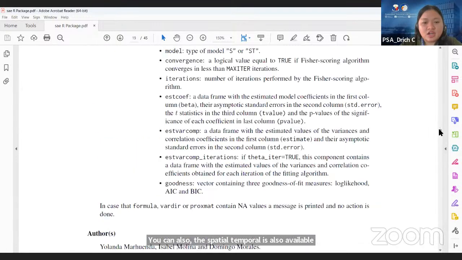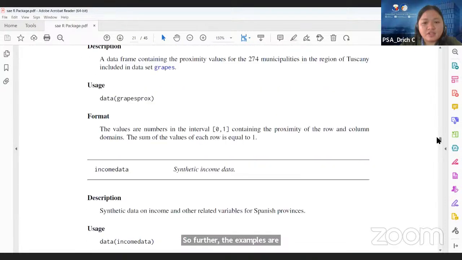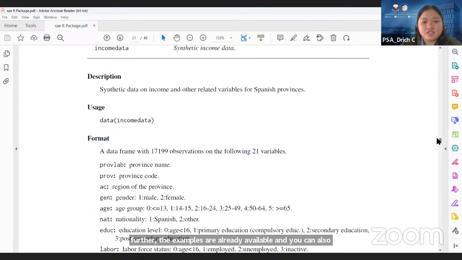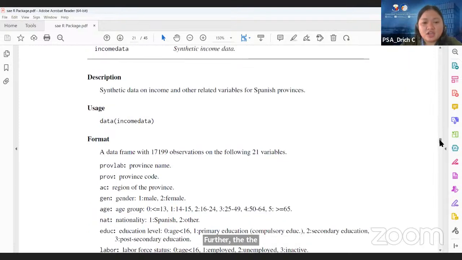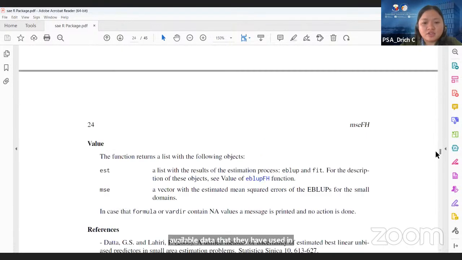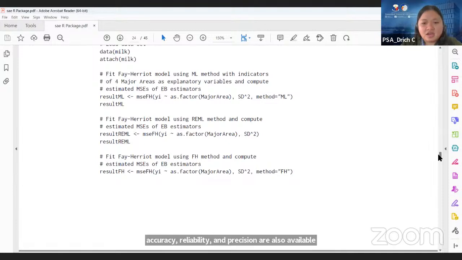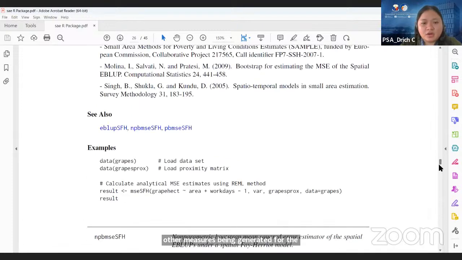Further, the examples are already available, and the following pages show the data that they have used in the example. So you can refer to the available data sets, and the other measurements of accuracy, reliability, and precision are also available. They have also defined the other measures being generated for the package. So that will be all for my presentation for today.